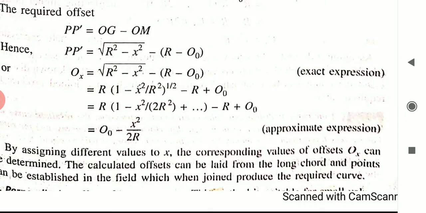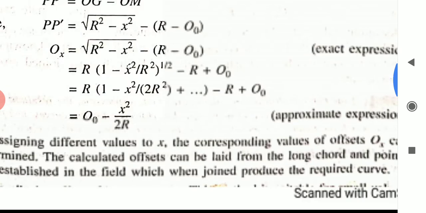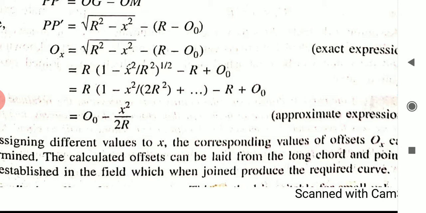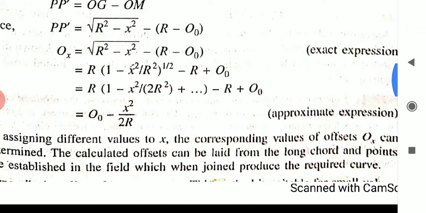See here, OX is the exact expression: root of R square minus X square, minus of R minus O naught. Then the approximate expression is OX equal to O naught minus X square by 2R. By assigning different values to x, the corresponding values of offsets OX can be determined. The calculated offsets can be laid off from the long chord, and points can be established in the field which, when joined, produce the required curve. So this is the long chord offset method.